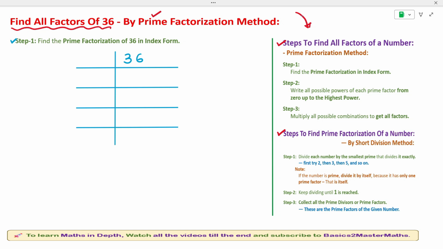Start dividing 36 by the smallest prime 2. Since 2 divides 36 exactly, we get 18. Again, start dividing 18 by the smallest prime 2. Since 2 divides 18 exactly, we get 9.